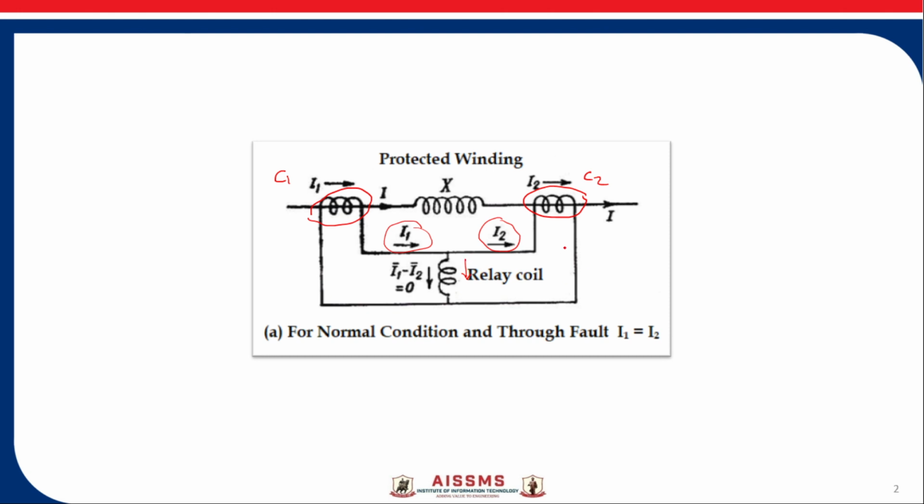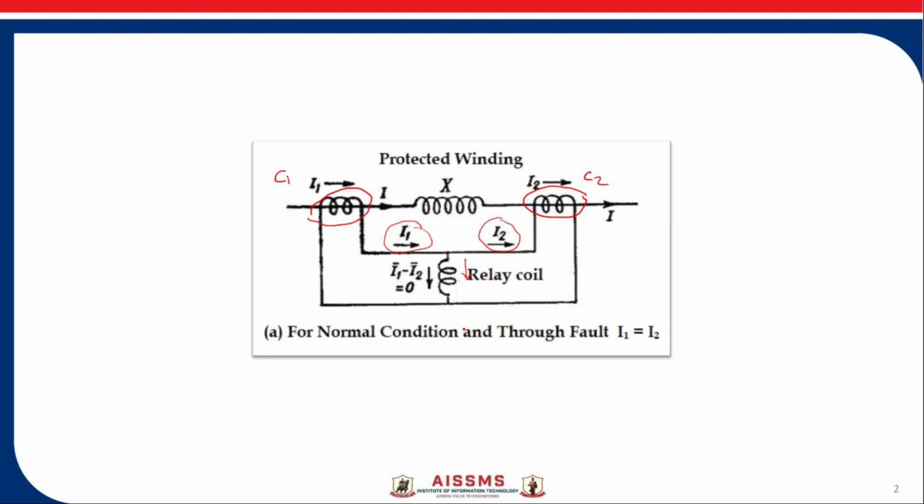Now, the currents I1 and I2 circulate in the pilot wires such that they are in the same direction during normal condition or during through faults. The relay operating coil is connected at the middle of the pilot wire. The relay unit is of overcurrent type.